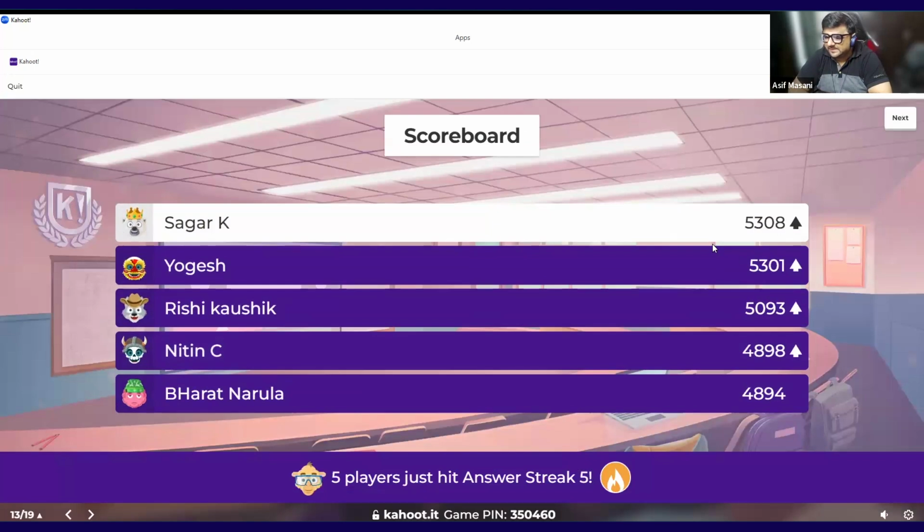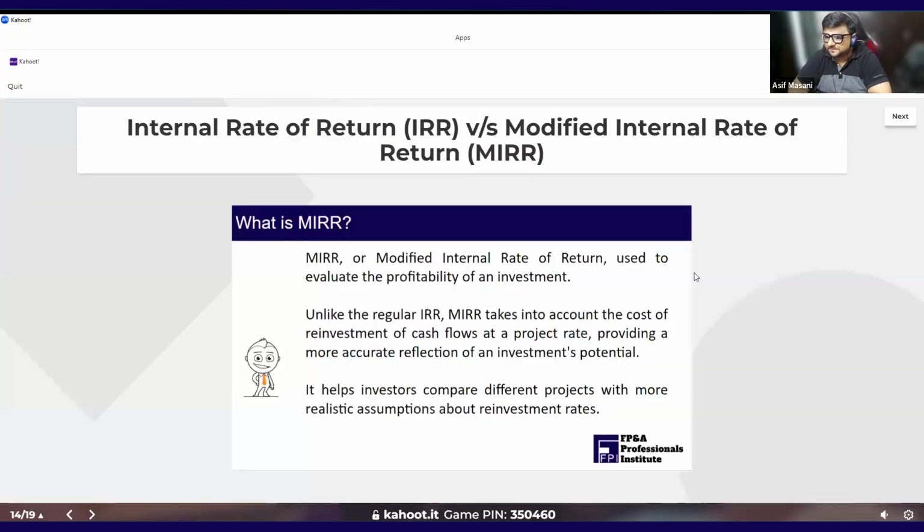Okay, so we have some changes, and I see some new people as well. Nitin has joined the top five. So let's see what happens in the next question. Before that, MIRR, as we saw, unlike the regular IRR, takes into account that the reinvestment of the cash flows will be at the project rate, which provides a more accurate reflection of the investment potential. That is what the MIRR does.